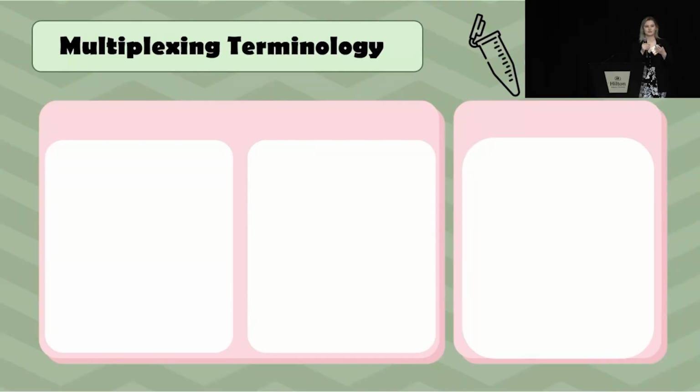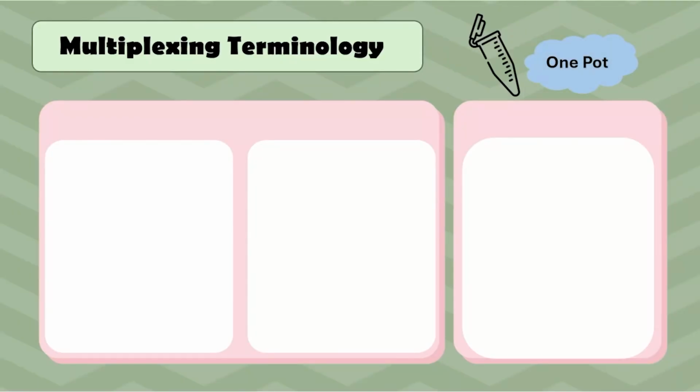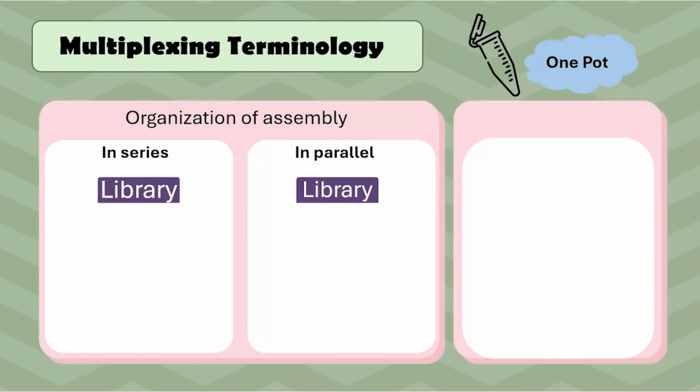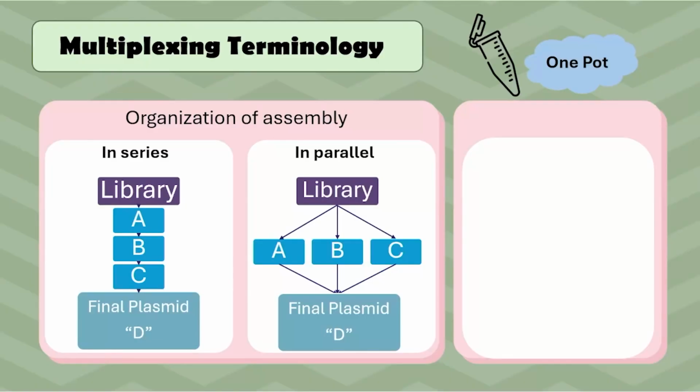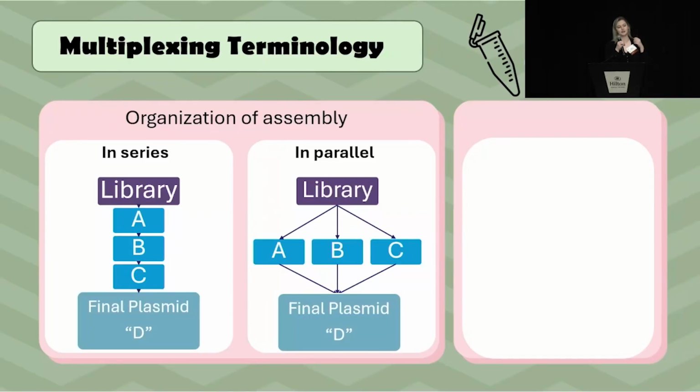So multiplexing is what I've been talking about earlier when I said that there's a one-pot reaction. It just means that you're able to do multiple reactions in your one 2-milliliter tube. So there's your organization of assembly, which you can either do in series or in parallel. They both start with your library and end with your final construct, but how you get there is a little different. So if you're cloning in series, you have to finish cloning plasmid A before you can clone plasmid B, before you can clone plasmid C. When you're cloning in parallel, you can clone A, B, and C at once and use this to get to your final plasmid.